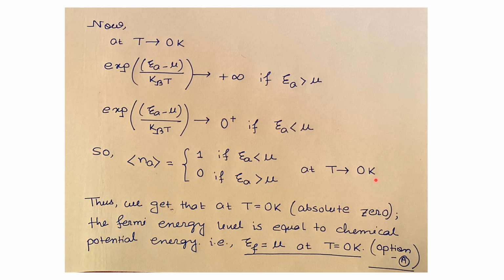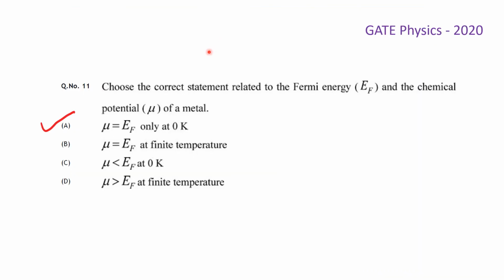So, from here we can conclude that at T equals to 0 Kelvin, that is absolute 0, the Fermi energy level is equal to the chemical potential, that is EF equals to mu at T equal to 0 Kelvin. So, our option A is correct in this case. So, for this question, the first option, option A, that is mu equals to EF only at 0 Kelvin, is the correct option.